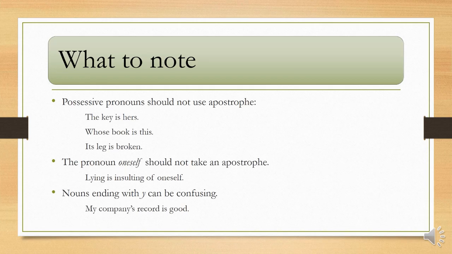My company's record is good. So do not be tempted to change the Y in company to IES. You allow the Y to be there because here you are trying to show possession, and you don't intend to use the plural form. Okay, so my company's record is good. Since you are referring to just one company, you allow the Y to be there, and then the S comes after the apostrophe.